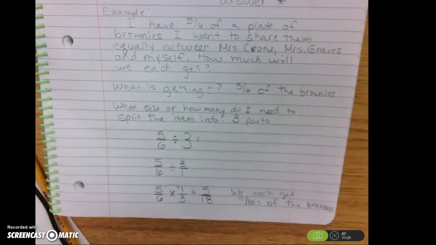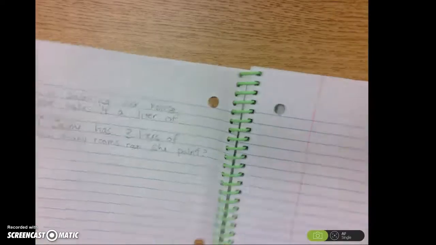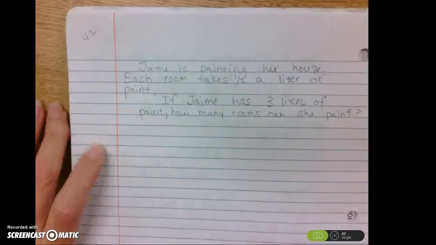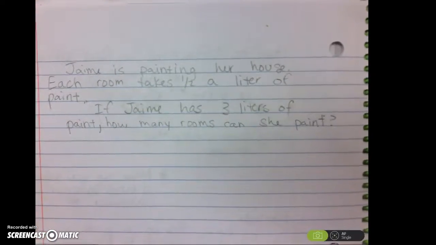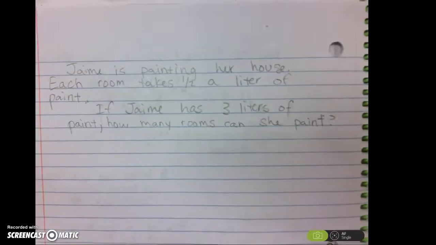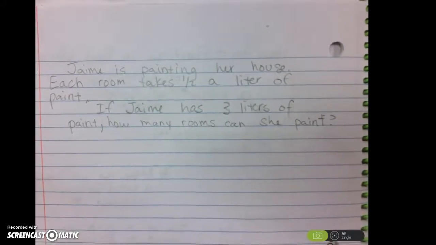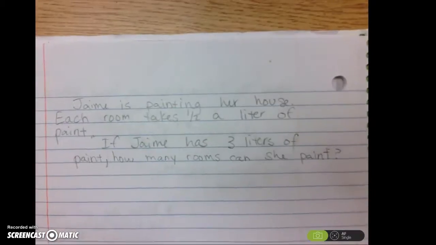Okay, now that we have done one together, let's try one more on your own. On the back of page 41, on page 42, please write the following word problem. Again, if I am going too fast and you need more time to write it down, simply push pause. Jamie is painting her house. Each room takes 1/2 a liter of paint. If Jamie has 3 liters of paint, how many rooms can she paint?